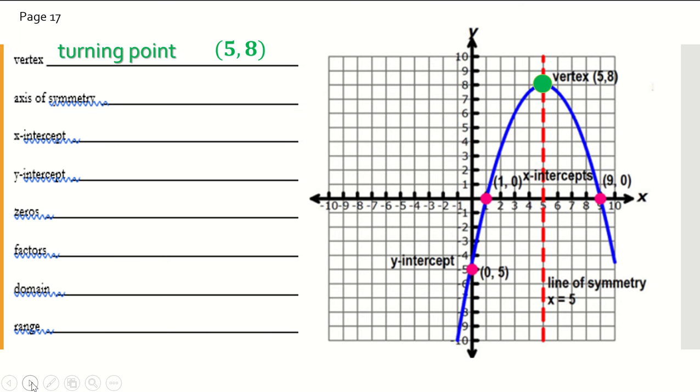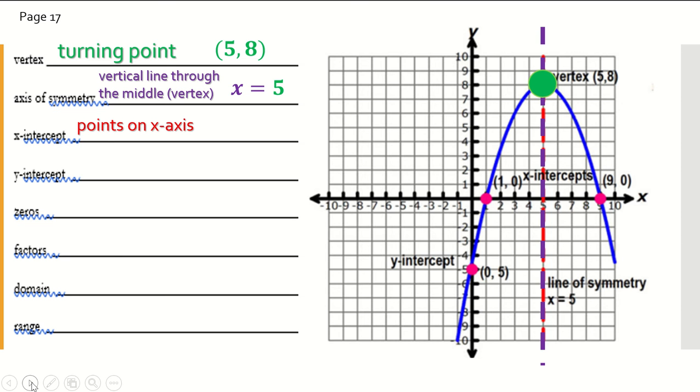The axis of symmetry, we know, always passes through the middle of the vertex. So it's the vertical line that passes through the middle of the vertex. So we write that equation as x equals positive 5.